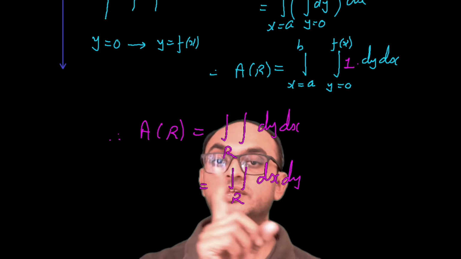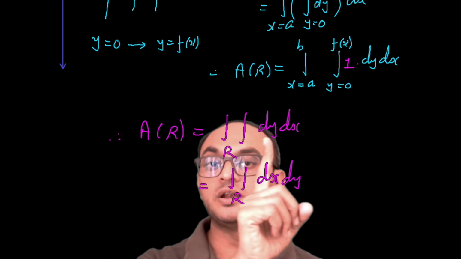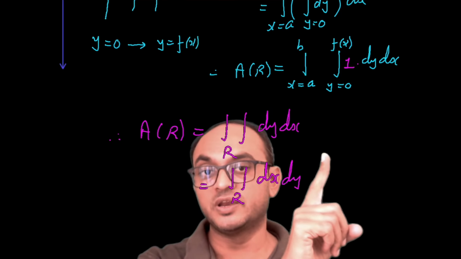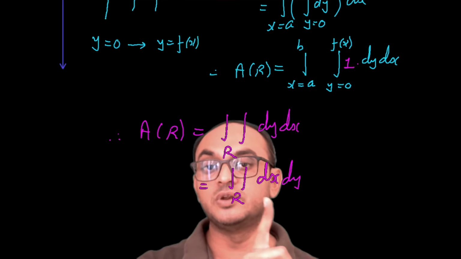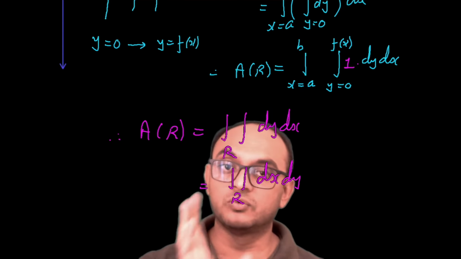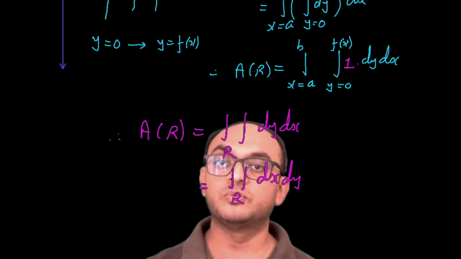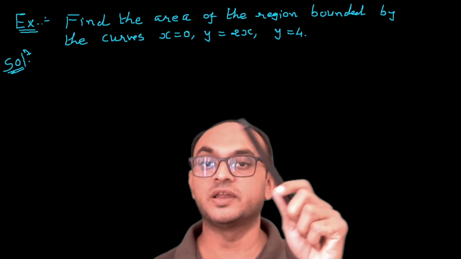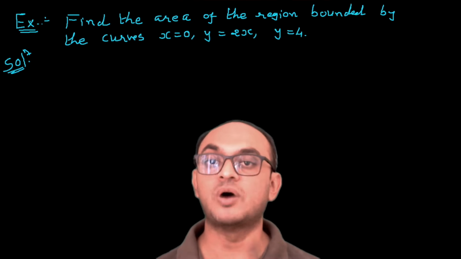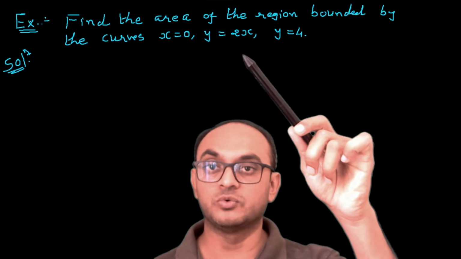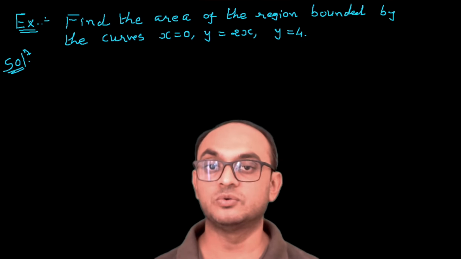So for any region R, in case of dy dx you need to write down the limit of y and the limit of x. In case of dx dy, you need to write down the limit for x and the limit for y. Let's discuss this concept with some particular examples. Here the exercise is: find the area of the region bounded by the curves x equal to 0, y equal to 2x and y is equal to 4.